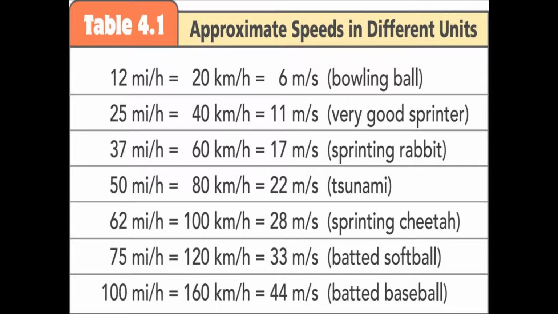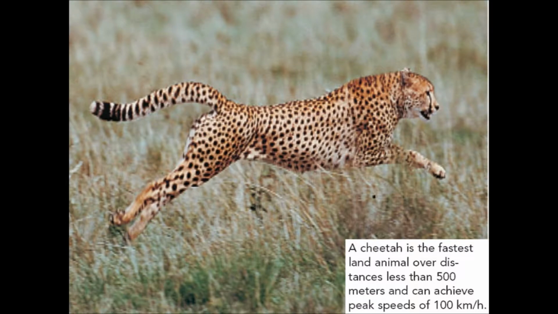A very good sprinter is running 25 miles an hour. That's it. 11 meters per second. 40 kilometers per hour. That's it. You would think that they would be much faster than that. Look at the tsunami trying to outrun the tsunami or outrun a batted baseball. Here we have a cheetah. It's the fastest land animal over a distance of less than 500 meters, and it can achieve peak speeds of 100 kilometers per hour. So everything is relative.